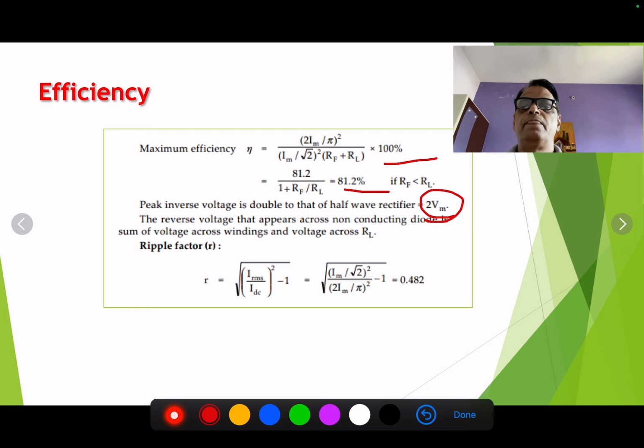It is also possible that we can compute the ripple factor, and this ripple factor can be given by this formula. r is equal to under root I RMS square divided by IDC square minus 1. So this ripple factor is 0.482 in case of full wave rectifier.